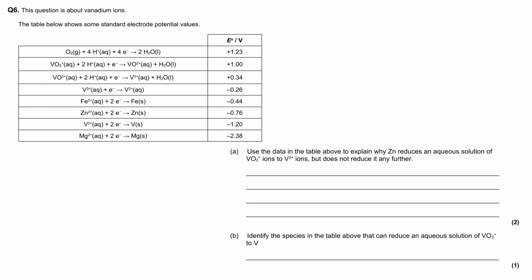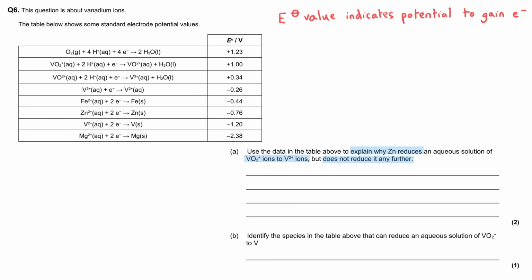This question is about vanadium. And we've been given a table showing an electrochemical series, which is where you have a series of half equations written in order of their electropotential values, and those electropotential values get smaller as we go down the table. Use the data in the table to explain why zinc reduces an aqueous solution of VO2+ ions to V2+ ions, but does not reduce it any further.